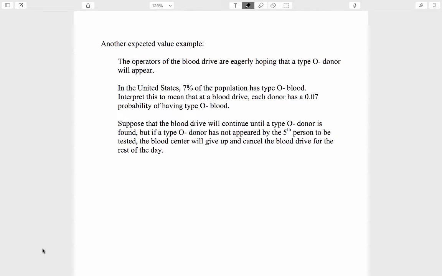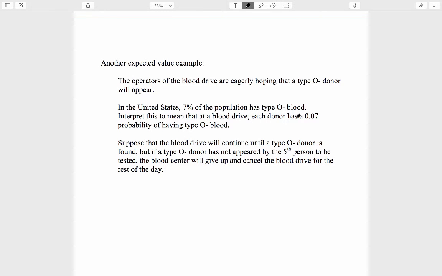We interpret this to mean that at a blood drive, each donor, individually, has a 0.07 probability of having type O negative blood, and we will assume that that's independent of all the other donors who show up. In other words, we're going to think of each donor as a Bernoulli trial with probability p equal to 0.07. We'll regard it as a success that a donor does have type O negative blood.